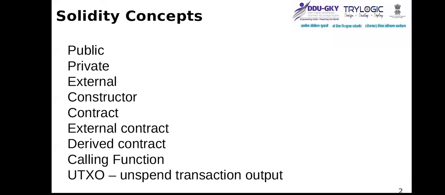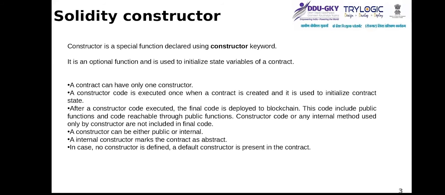Then how do we call the function? We have seen that we created the function and called the function. One more terminology is UTXO, that is unspent transaction output. In case a transaction output is unspent, some wei or some ether is there. So there are some concepts here, and to understand them, let's make a small program so that you can revise the Solidity concepts.